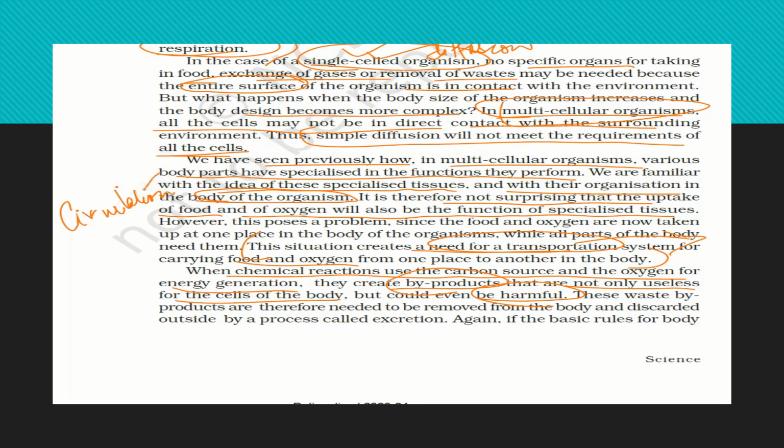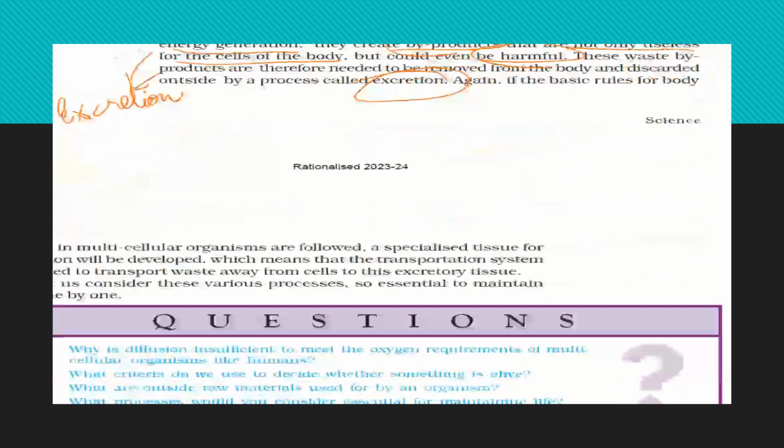Now, as the byproducts are very harmful, they need to be eliminated. So here comes the elimination process, or excretion. We are getting so many processes here, right? These waste byproducts need to be removed, and that process is called excretion. Again, if the body in multicellular organisms is designed with specialized tissues, then excretion will be developed, which means a transportation system will be needed for transporting waste to the excretory tissue.